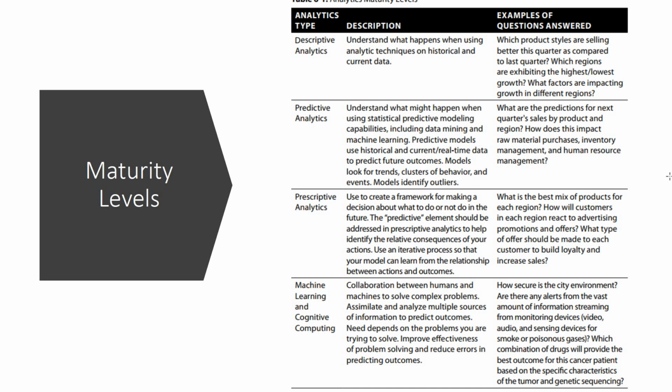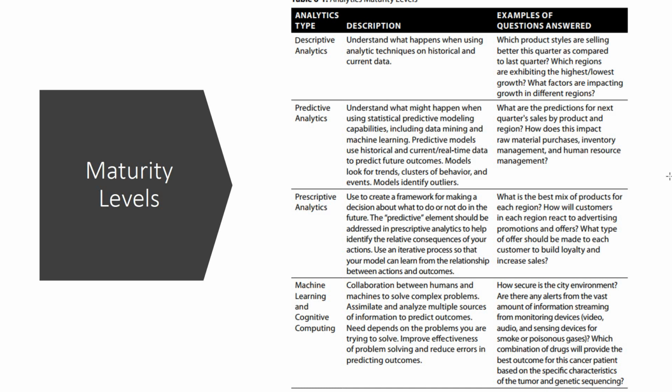And some examples would be very handy here. How secure is the city environment? Are there any alerts from the vast amount of information streaming from the monitoring devices, which include video, audio, and other sensing devices? Which combination of drugs will provide the best outcome for the cancer patient, based on specific characteristics of the tumor and genetic sequencing? So here the collaboration between humans and machines has been highly encouraged, and most importantly, they work together and tend to solve problems in a much better way, and then the prediction also is getting much better. So these are the maturity levels.